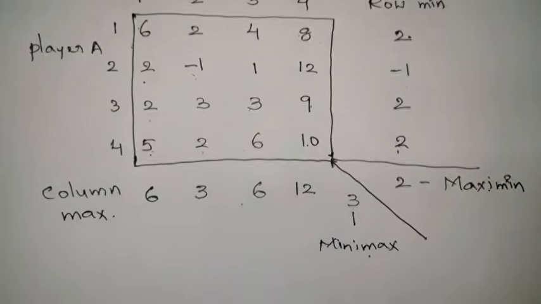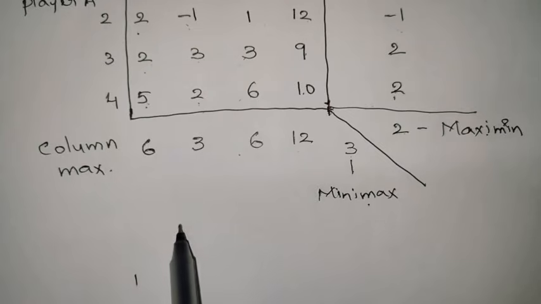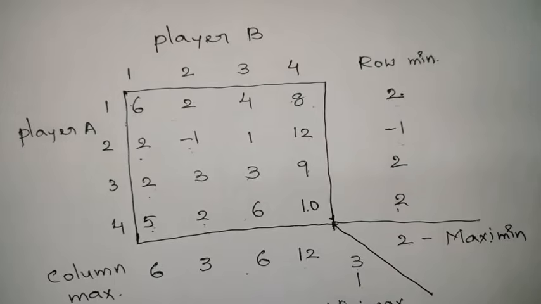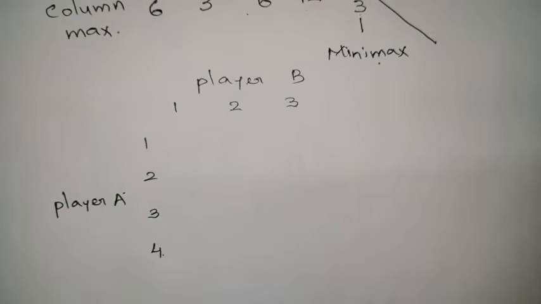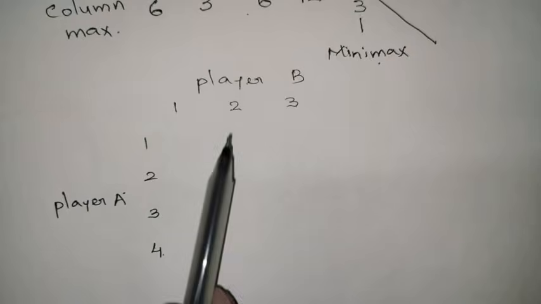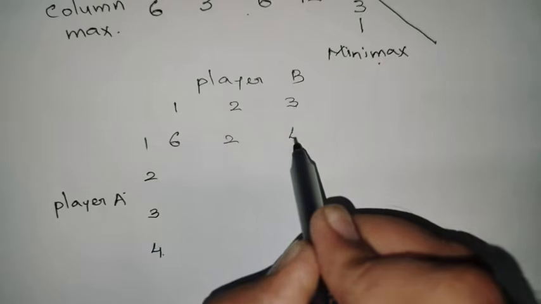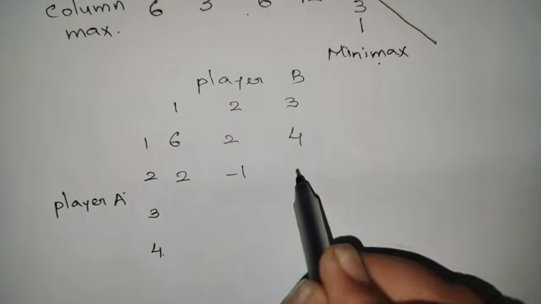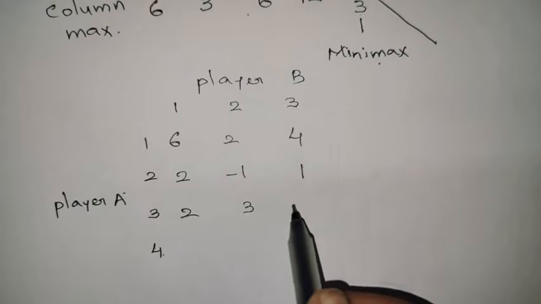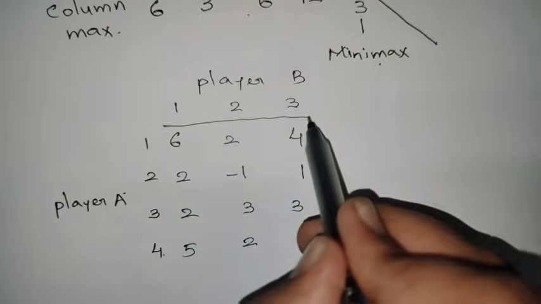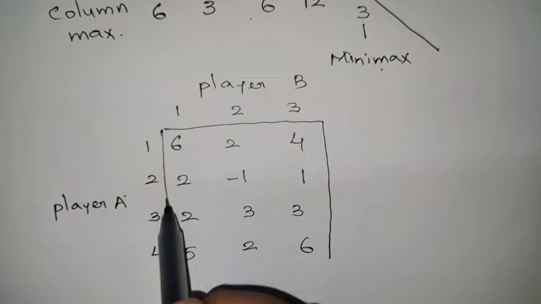So then what can we write? In player B, I am writing only columns 1, 2, 3. Right? Now write those values. Player A has 4 rows, but player B has only 3 columns. So 6, 2, 4; 2, minus 1, 1; 2, 3, 3; 5, 2, 6. So now this is the reduced payoff matrix.